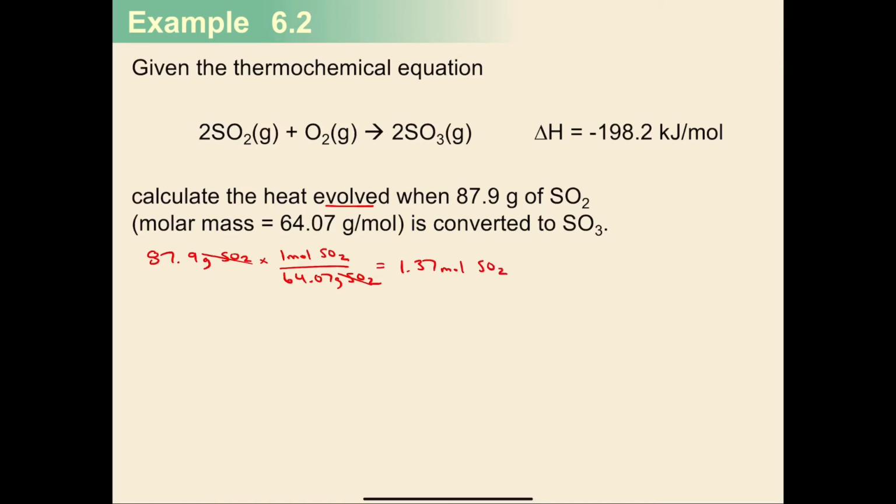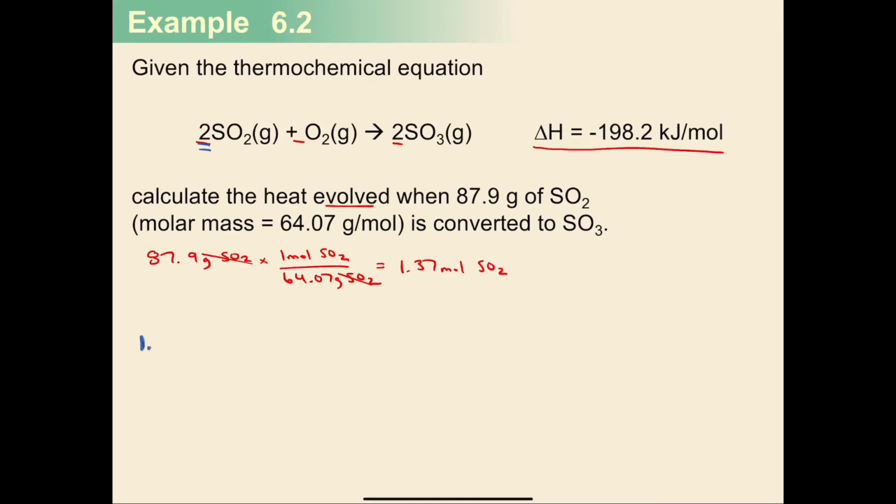Now, we figured out the number of moles, but our delta H is given to us as minus 198.2 kilojoules per mole. Well, per what mole? The answer is it means per 1 mole of oxygen, per 2 moles of sulfur dioxide, and per 2 moles of sulfur trioxide. So it's important that you know how to interpret that change in enthalpy with respect to your balanced equation. So if the change in enthalpy with respect to sulfur dioxide is minus 198.2 kilojoules per 2 moles of sulfur dioxide, I can use that as my conversion factor.